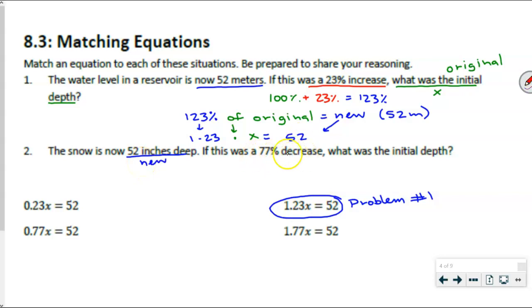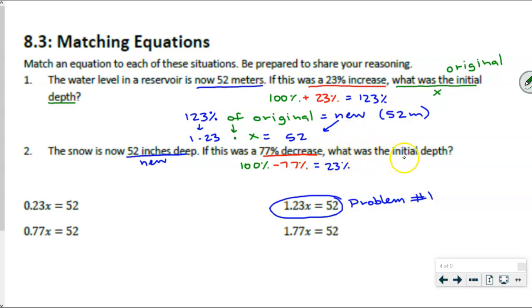When it's a 77% decrease, what do I do with that information? If it's a decrease, what do I do? Luis. Exactly. If it's a decrease, we subtract it. 100% minus 77% is equal to, Trace, 23%. Let's keep on reading.